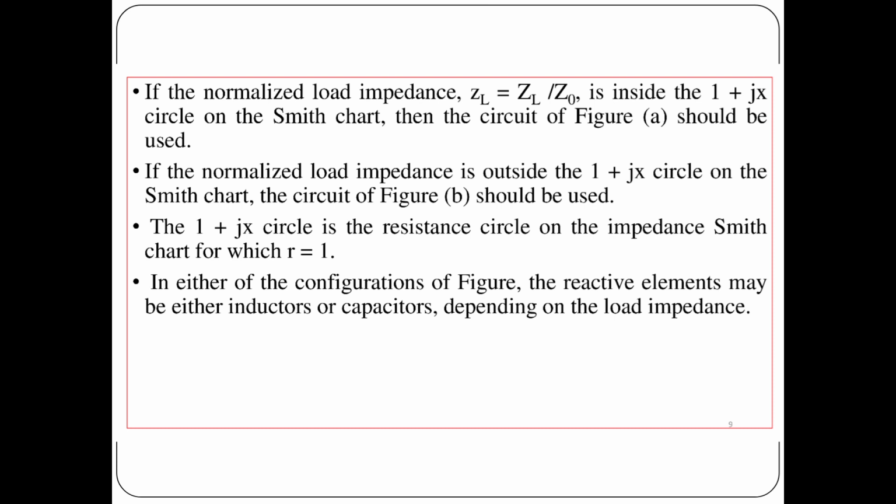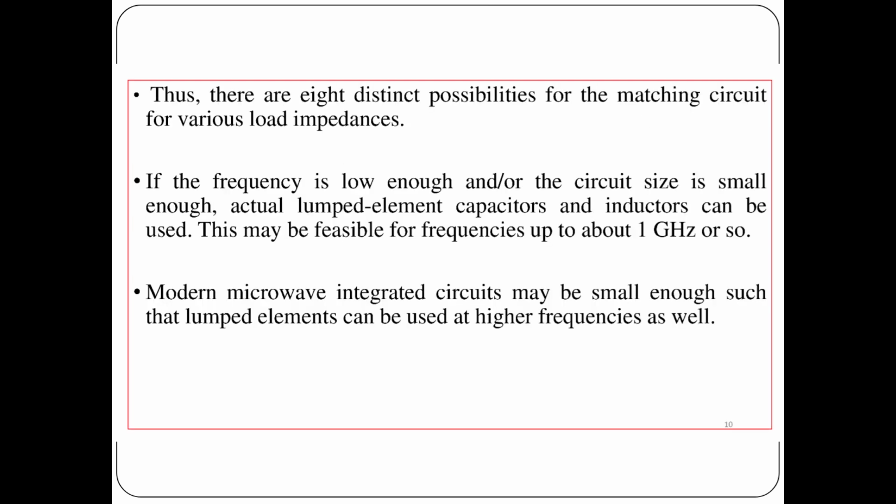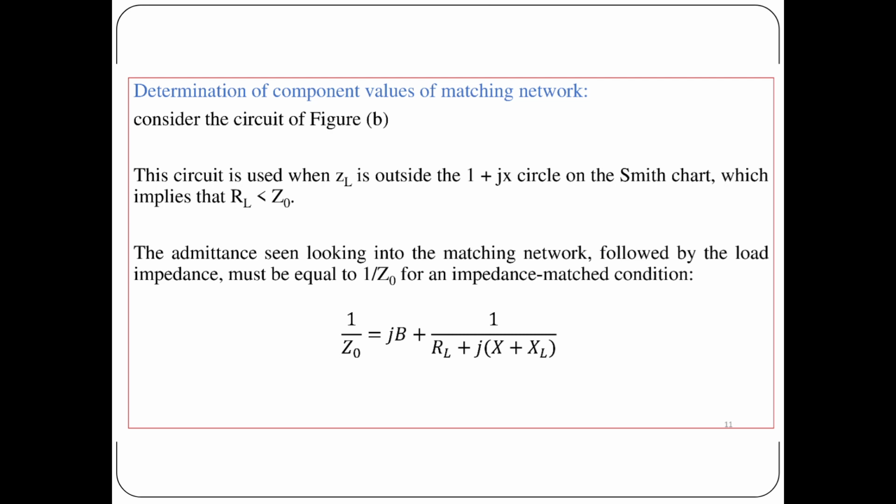If the normalized impedance ZL by Z0 is inside the 1 plus jx circle on the Smith chart, the circuit of figure A should be used. If the normalized impedance is outside the 1 plus jx circle, the circuit of figure B can be used. The 1 plus jx circle is the resistance circle of the impedance Smith chart. In either configuration, the reactive element may be an inductor or a capacitor depending upon the load impedance. Thus, there are 8 distinct possibilities of matching network with the combinations of inductor and capacitor. Modern microwave integrated circuits may be small enough such that lumped elements may be used at high frequency.